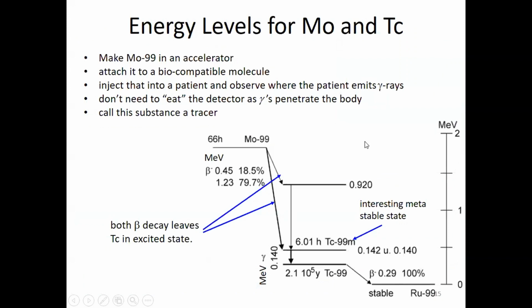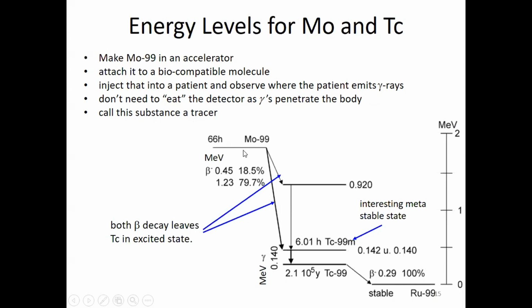Here I have tried to show the energy levels for molybdenum and technetium. We make a molybdenum isotope in an accelerator, attach it to compatible molecules, and then inject it into a patient to observe that the patient is emitting gamma rays. Usually patients do not eat the detector, as gamma ray penetration is high in the body, and you can have the substance as a tracer.